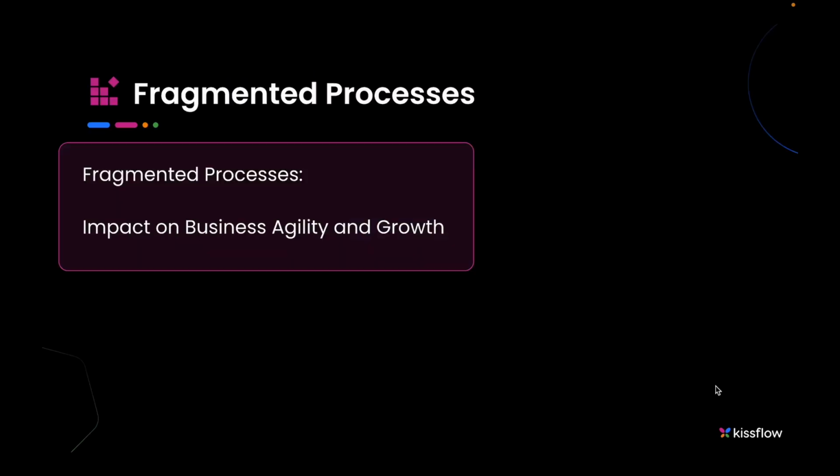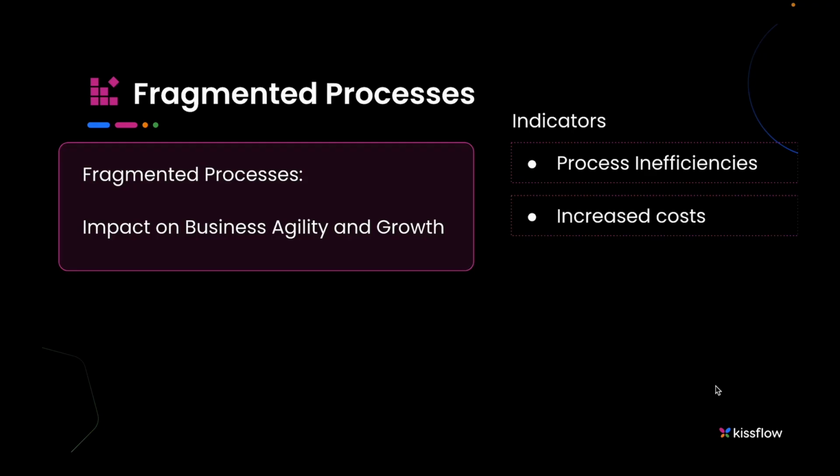So let's start with the fragmented processes. Here I would like to delve into the problems caused by fragmented processes, and we'll understand what the indicators are. The first one is that all these challenges begin with process inefficiencies, which in turn will increase the spend. There would be a lot of leakage in the spend, and it would definitely affect the delivery time.